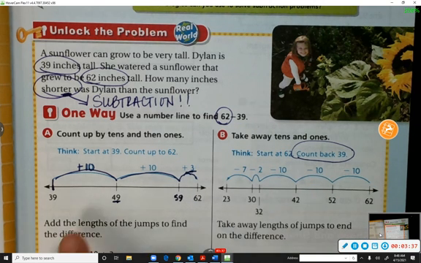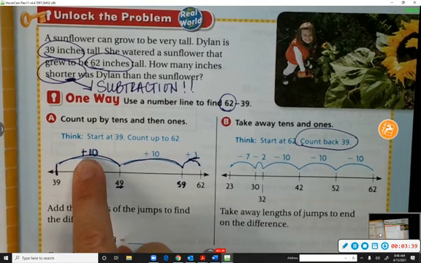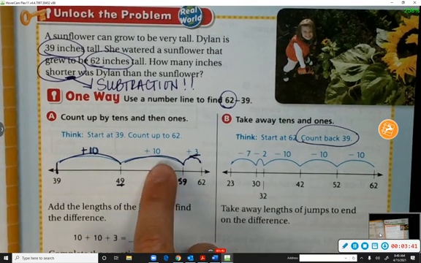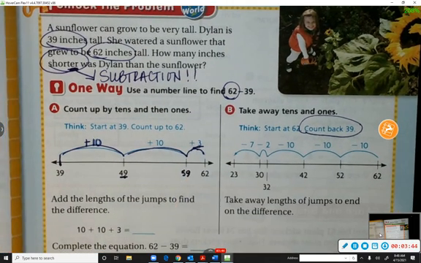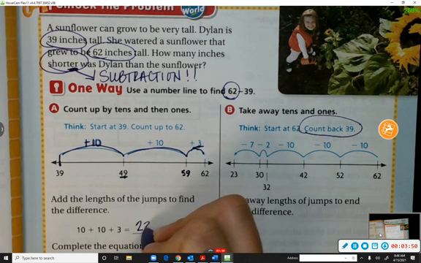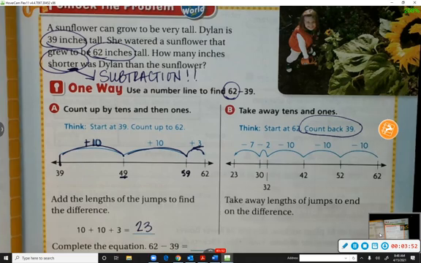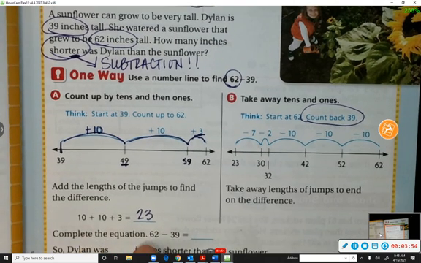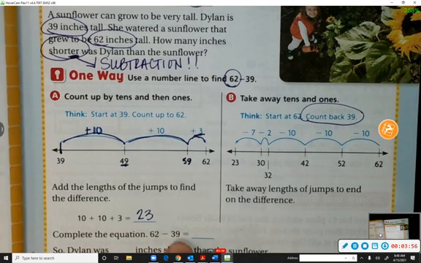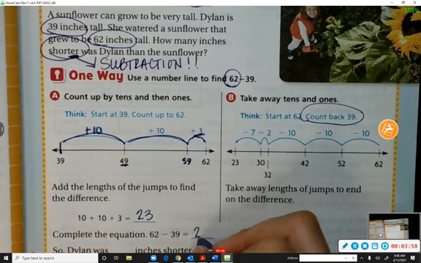Now I'm going to add up the jumps. So 10 plus 10 plus 3 would equal what? It would go to 62. 23. Okay, so that gives us our answer. 62 minus 39 equals 23.